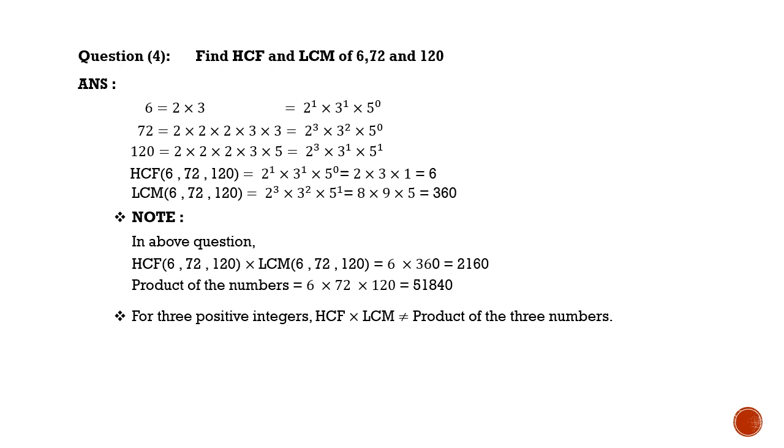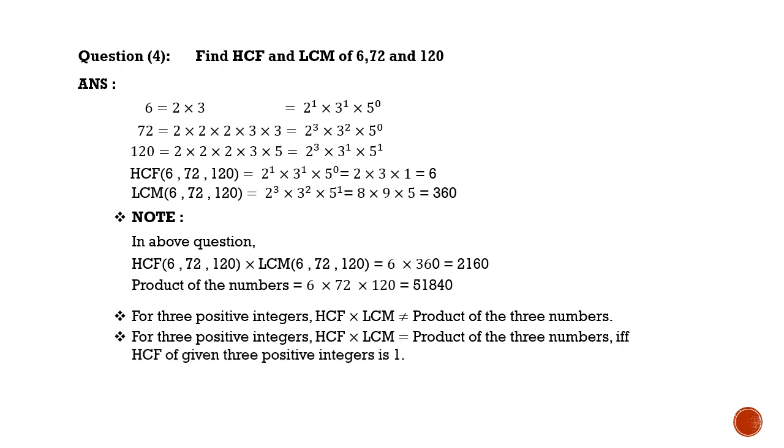Similarly for 4 numbers and more numbers also. But there is one exception for this also. This can hold true if and only if HCF of the given 3 numbers is 1. So we can say that for 3 positive integers, HCF into LCM is equal to product of the given 3 numbers if and only if, that is nothing but IFF I have written, HCF of the given 3 positive integers is 1.